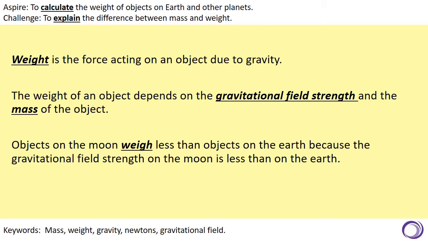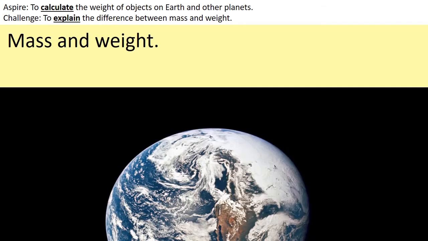To summarise then, weight's the force acting on an object due to gravity. So we put that in newtons. And the weight of an object depends on the gravitational field strength. If you want, you can just use the word gravity instead of gravitational field strength for now. And the mass of the object. So objects on the moon weigh less than objects on Earth because the gravitational field strength on the moon is less than it is on the Earth. It's less than a fifth.